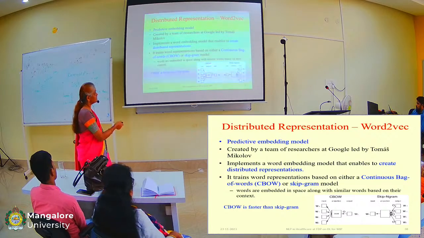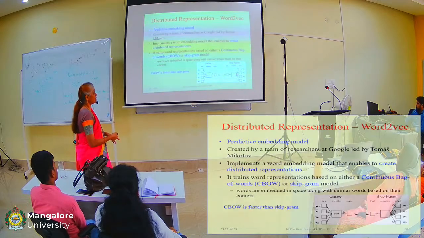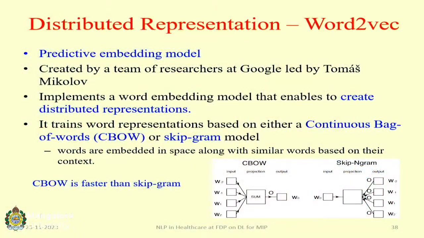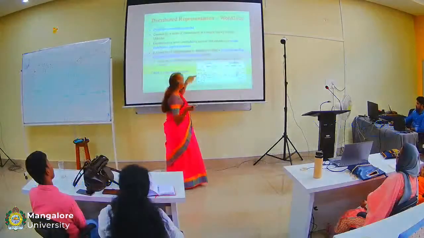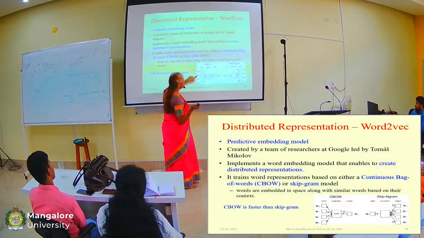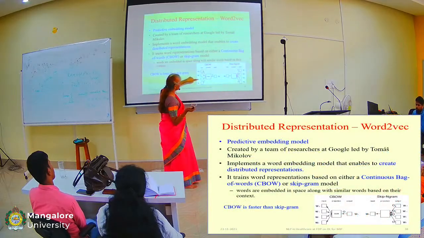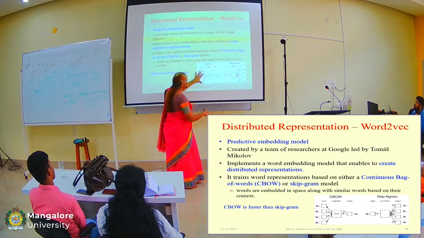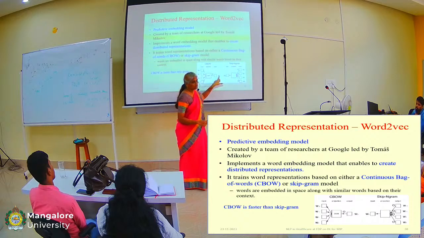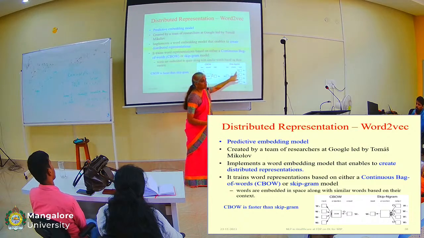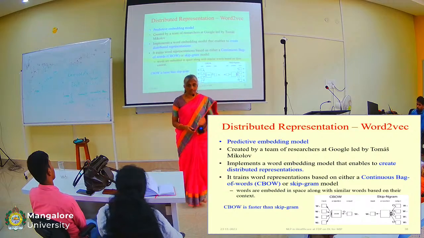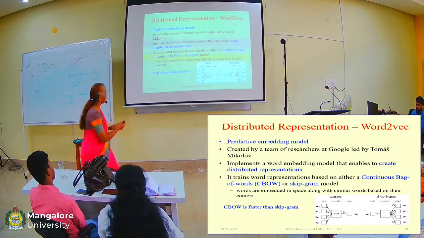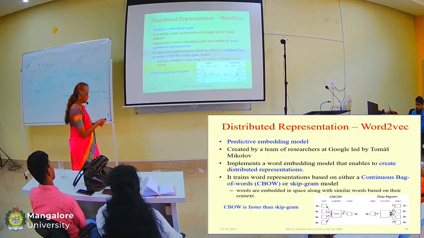One is the continuous bag of words model, the other is the skipgram model, and these two are opposite to each other. In continuous bag of words, here you can see the context window. If this is W0, a context window of two means W minus 2, W minus 1, and so on. Given the context, you have to find out the target word. Or given the target word, you have to find out the context. That is the skipgram model. There are basically two models, and this is called a predictive embedding model.